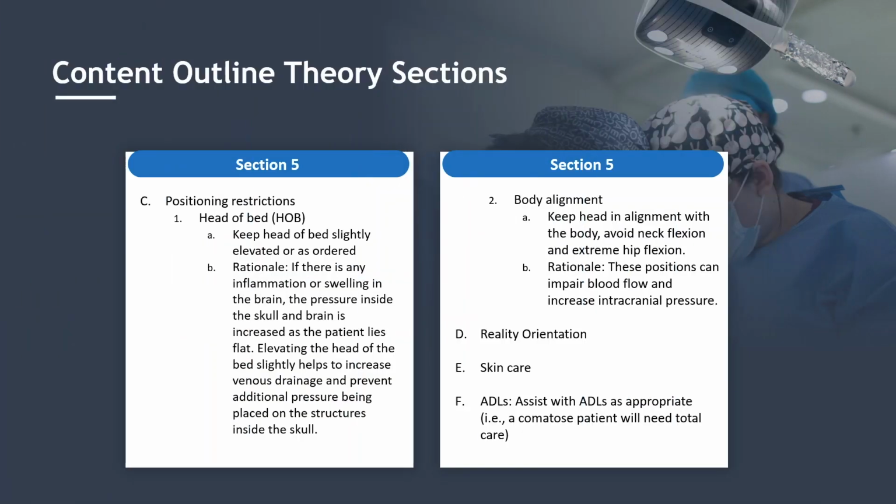Positioning restrictions. Head of bed, HOB. Keep head of bed slightly elevated or as ordered. The rationale: if there is any inflammation or swelling in the brain, the pressure inside the skull and brain is increased as the patient lies flat. Elevating the head of bed slightly helps to increase venous drainage and prevent additional pressure being placed on the structures inside the skull. Body alignment. Keep head in alignment with the body. Avoid neck flexion and extreme hip flexion. Rationale: these positions can impair blood flow and increase intracranial pressure.